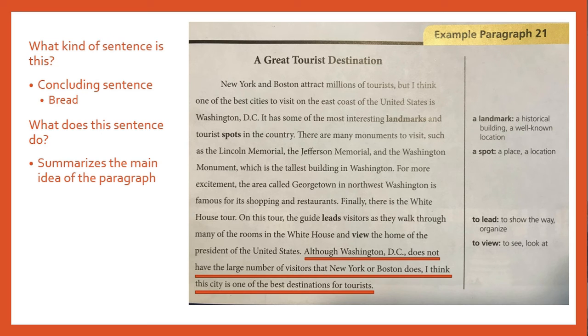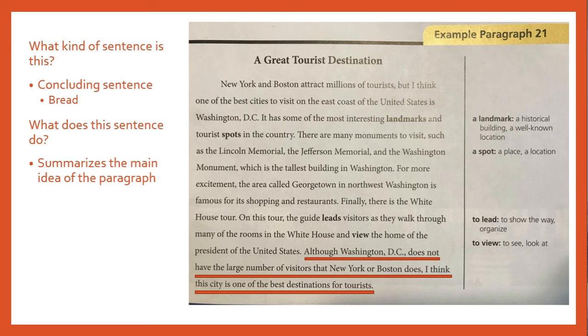So essentially what a concluding sentence does is reiterate the message of the topic sentence using slightly different words. If you look at the concluding sentence, although Washington, D.C. does not have the large number of visitors that New York or Boston does, I think this city is one of the best destinations for tourists. And then you compare that to the topic sentence, New York and Boston attract millions of tourists, but I think one of the best cities to visit on the East Coast of the United States is Washington, D.C. You have slightly different wording for these two sentences, but they convey the same idea. They essentially mean the same thing.